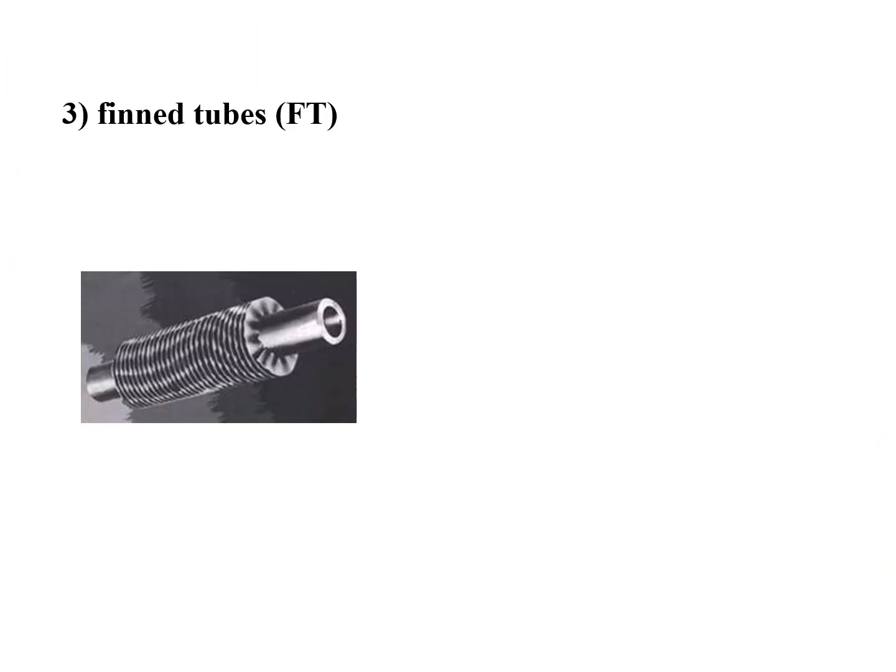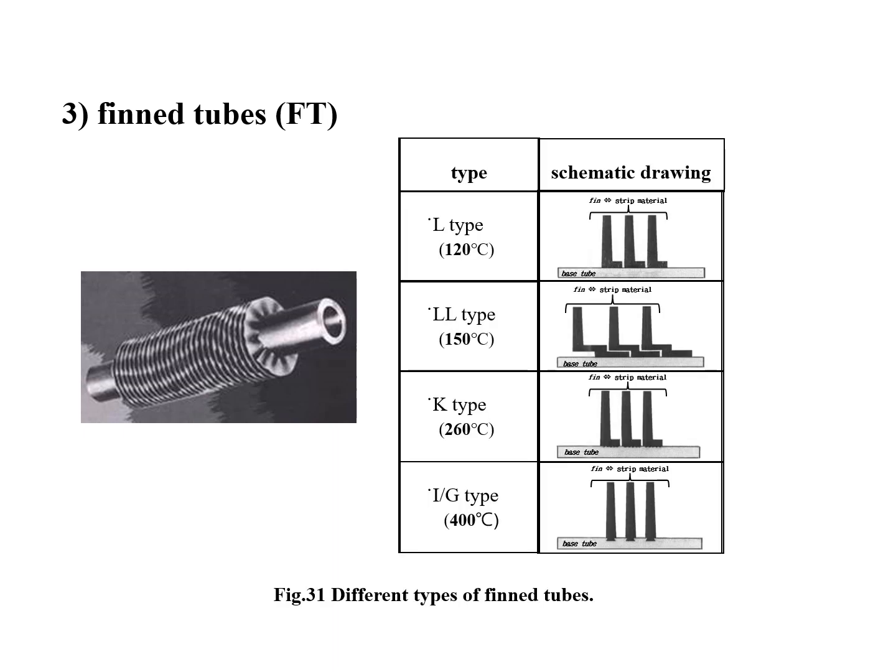Fin tubes. Fin tubes are made by attaching fins to the outer surface of a base tube, which increases the surface of the tube and enhances its heat transfer performance. Four types of fin tubes can be produced in a factory.